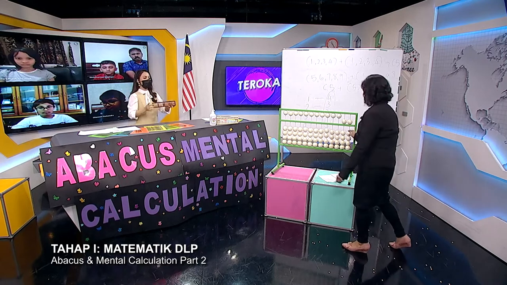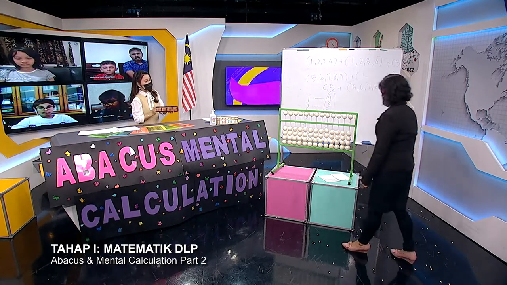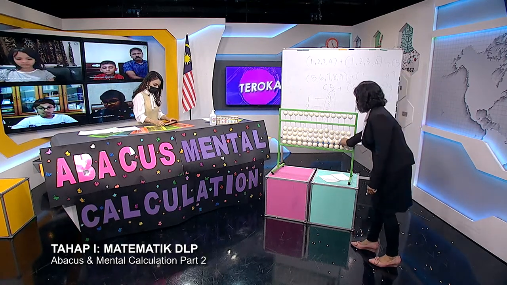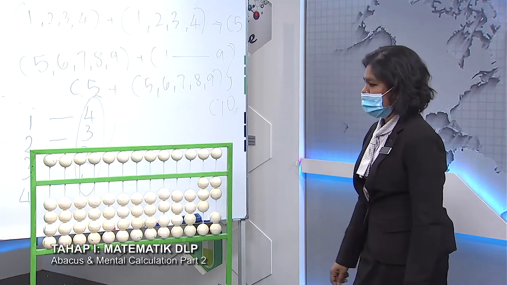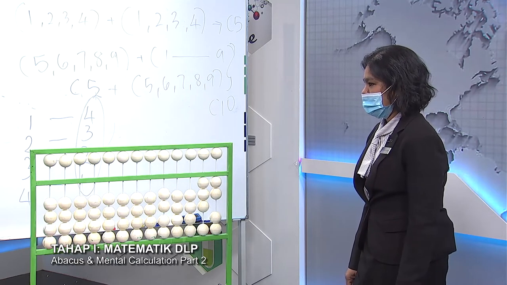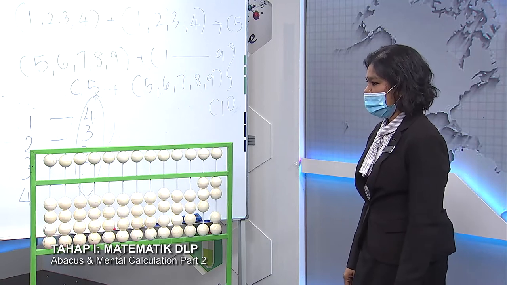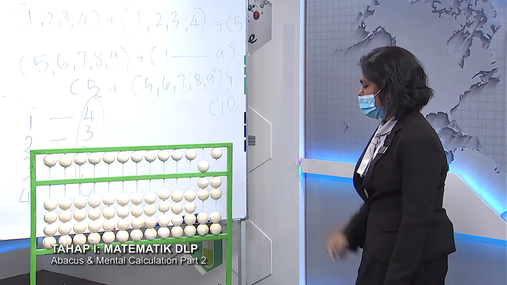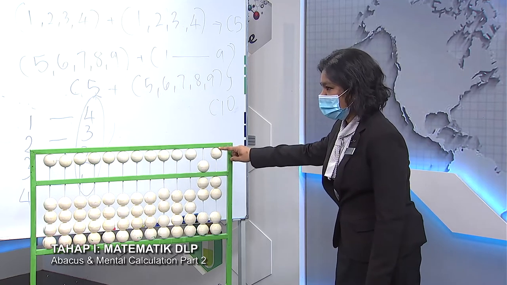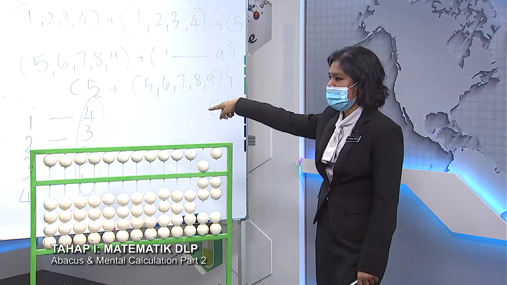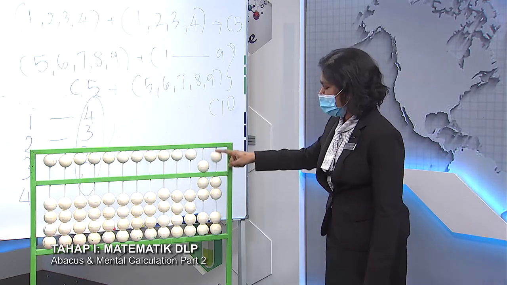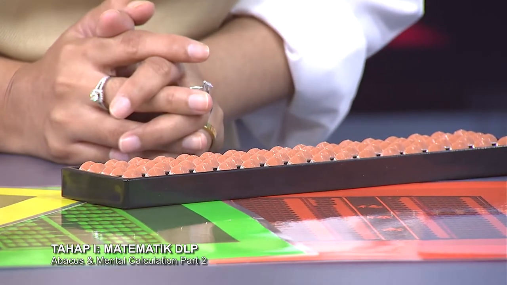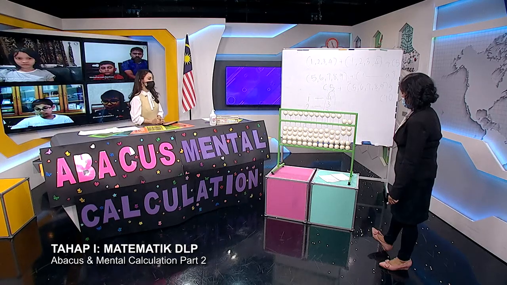Okay, we try another one. Take 32 plus 45. You must find the partner for 4. It is 1, so bring down the 1. The 5 we also bring down. There is no partner for 5, so just 0. Just bring down the 5 here. So what's the answer? 77. Yes, you're right.